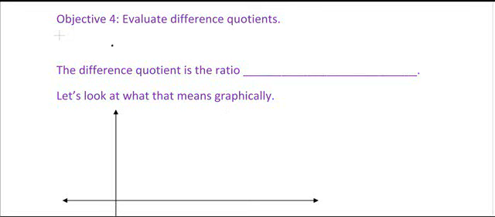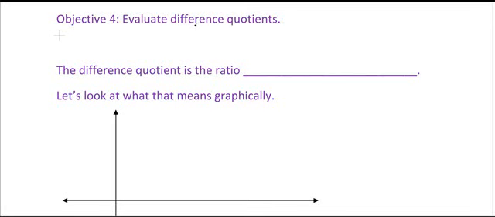Objective 4 is to evaluate difference quotients. This is a very important topic as you proceed to calculus. Since 1113 is a prerequisite for calculus, many of you are going to take that course, so it's going to be important to get an understanding of what this difference quotient actually tells you.